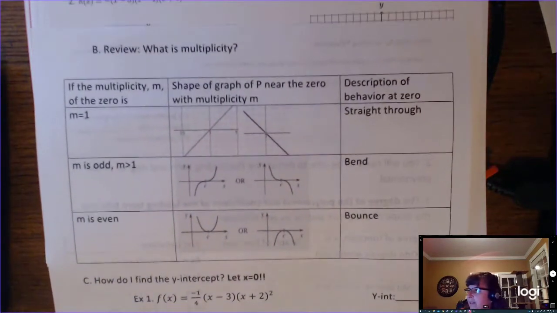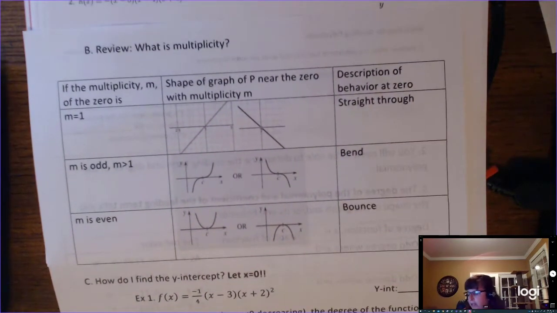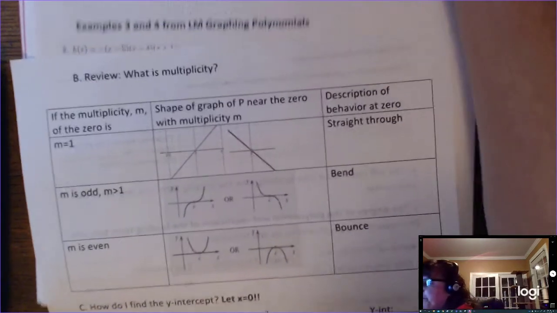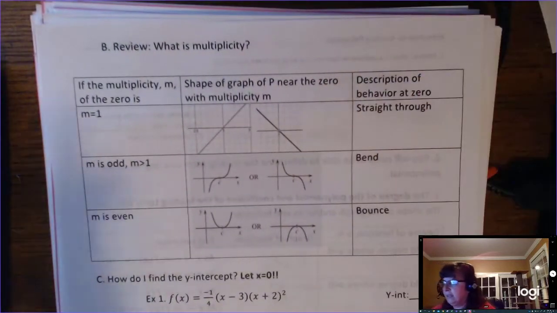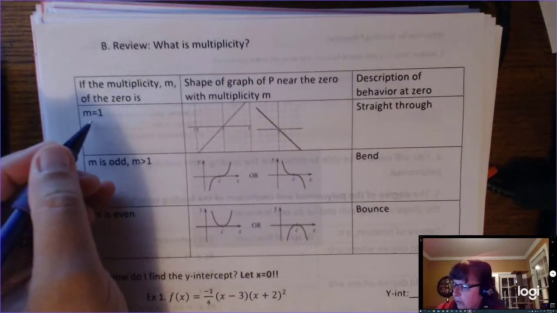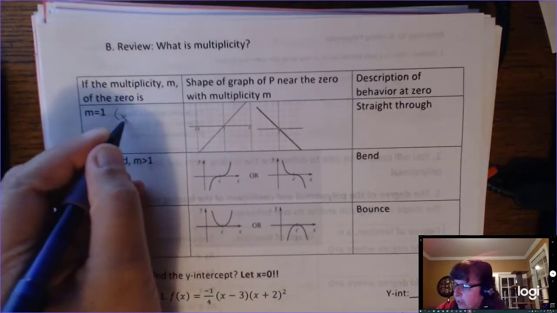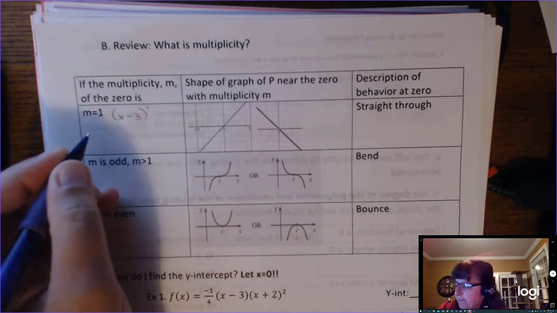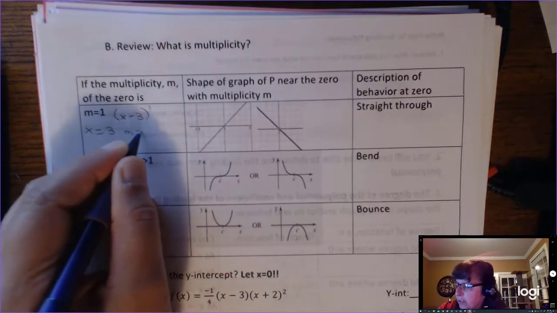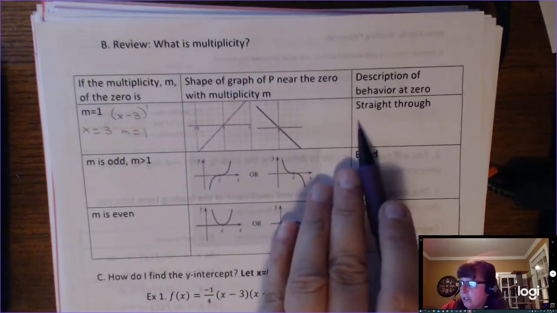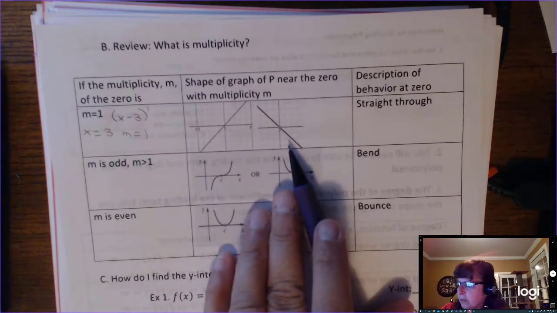So next, sometimes the zeros have multiplicity. Okay, so the multiplicity tells you the behavior at the x-axis. So if you have a 0 and the multiplicity is 1, like if you had x minus 3 to the 1, then the 0 would be 3, and it would be multiplicity 1, and if it's multiplicity 1, it's going to go straight through that 0.